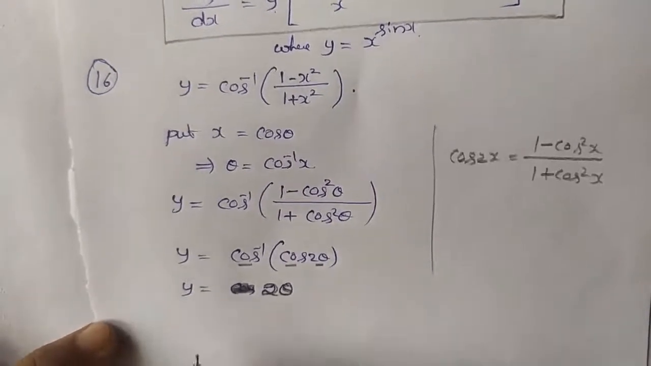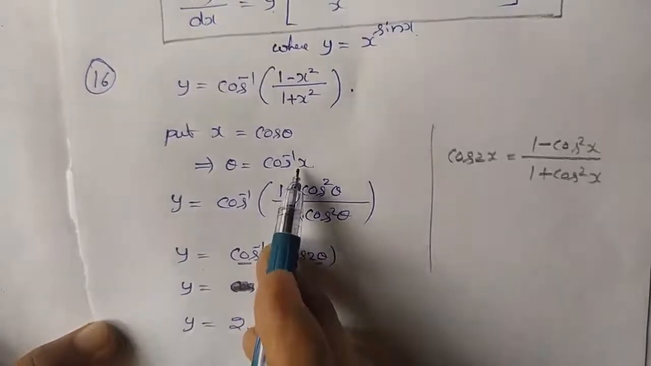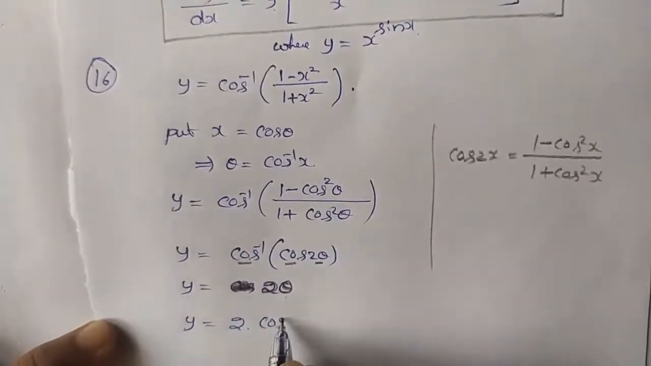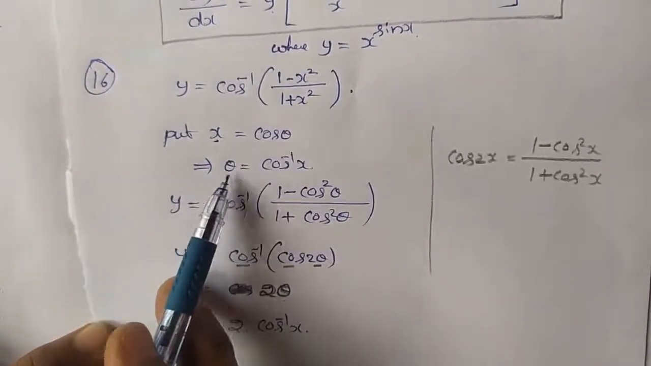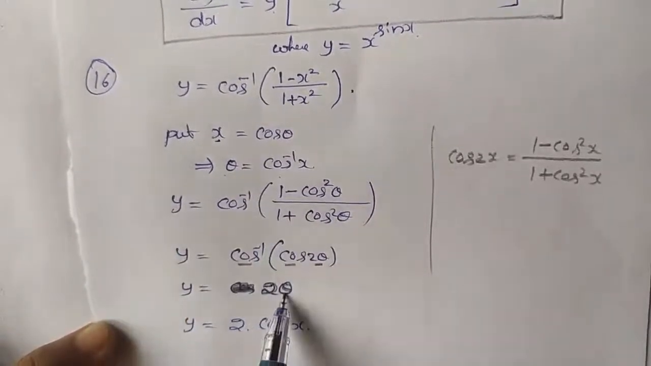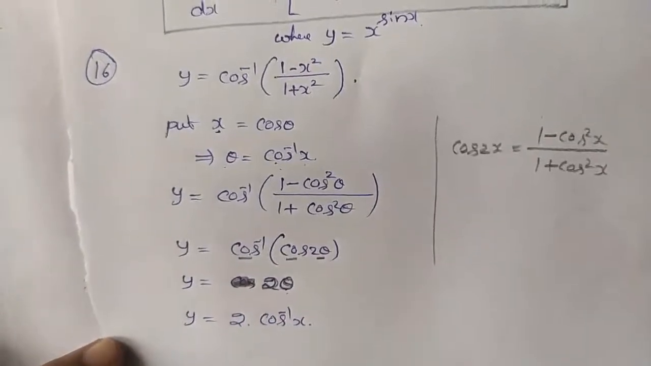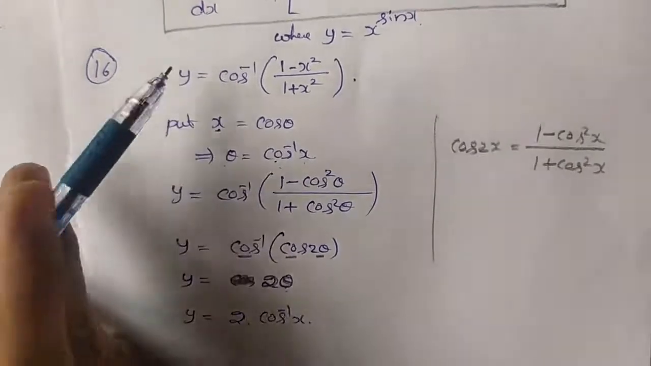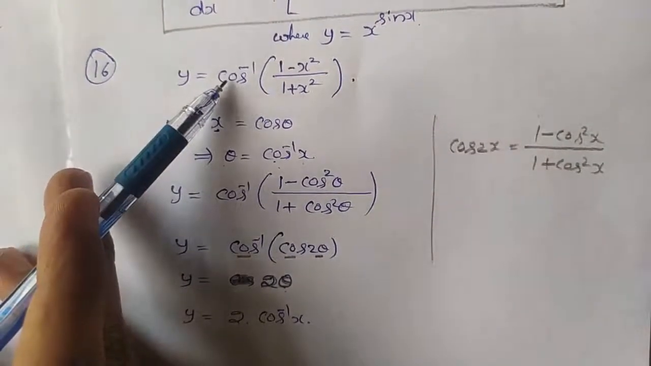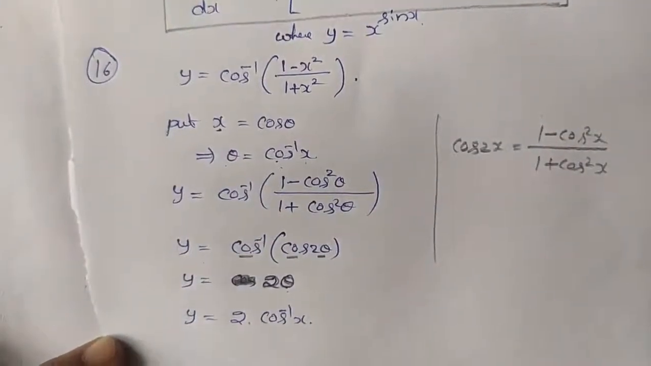So y equals 2 into theta, and theta is what? Cos inverse x. So 2 into cos inverse x. See, if x equals cos theta, then theta equals cos inverse x. We just substituted. Now we have reduced this function into the simplest form. We found 2 cos inverse x.